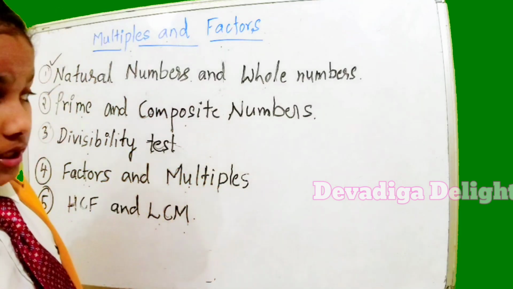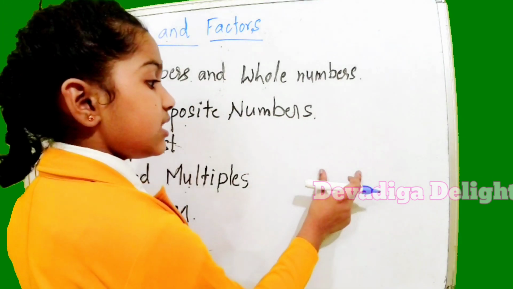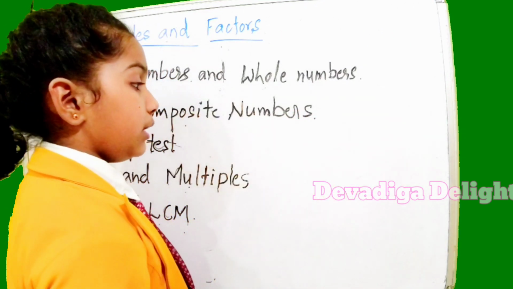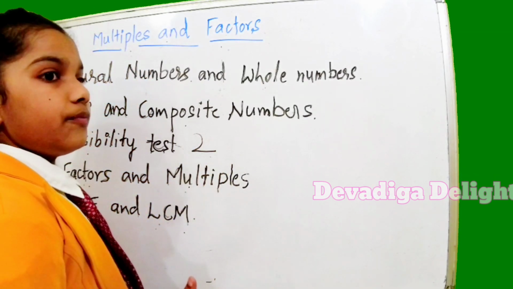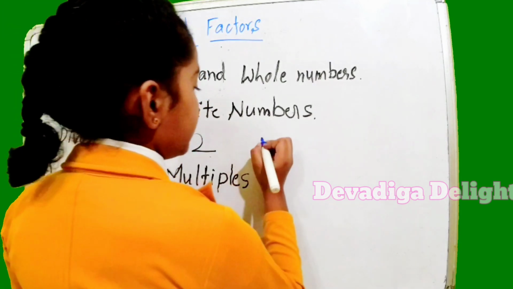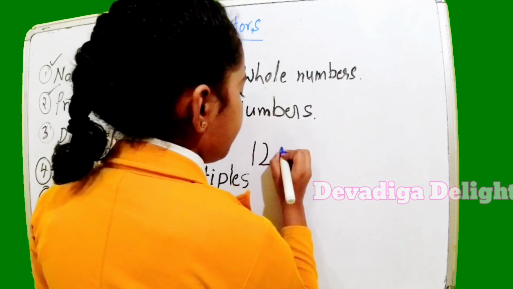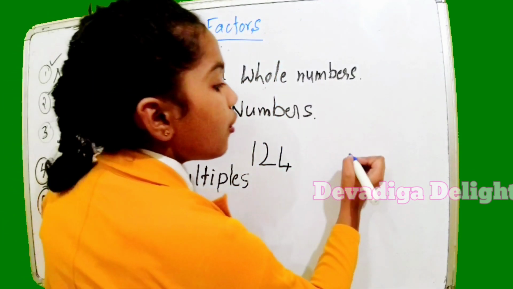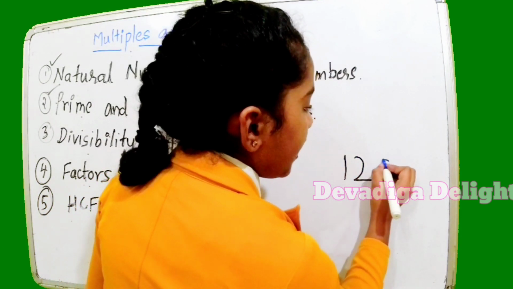Divisibility test. Divisibility test is a test where you see whether the given number is divisible by a particular number without doing any actual division. Let us do the divisibility test of 2. For that, I am going to have 2 examples, which are 124 and the other example is 125.